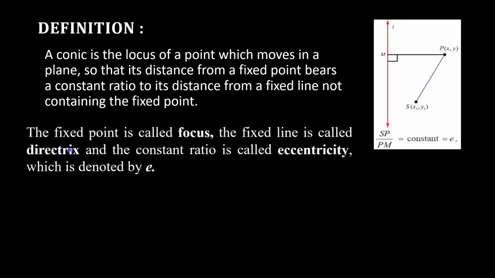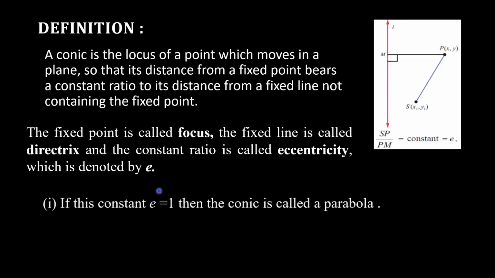The fixed point is called the focus. This fixed line is called the directrix, and the constant ratio is called the eccentricity. It is denoted by e.